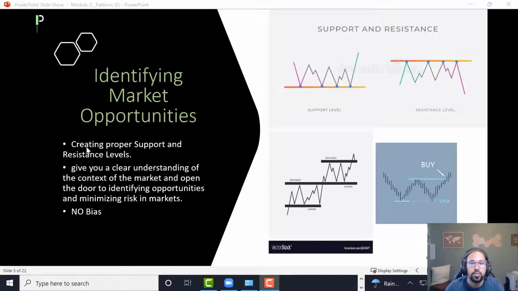What this is going to do is give you a clear understanding of the context of the market, and it's going to allow doors to open to identifying opportunities and minimizing your risk in markets. It's also going to allow you to not hold a bias, allow you to know areas that you should be going long, areas that you should be going short, and areas that you should just be staying out of the market if you don't understand what's going on.